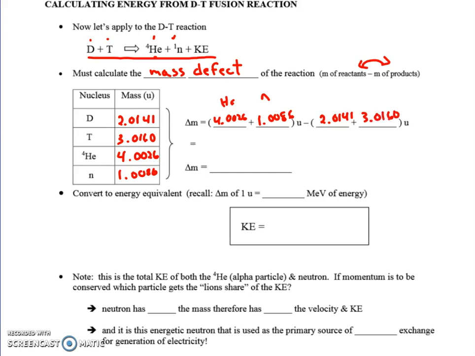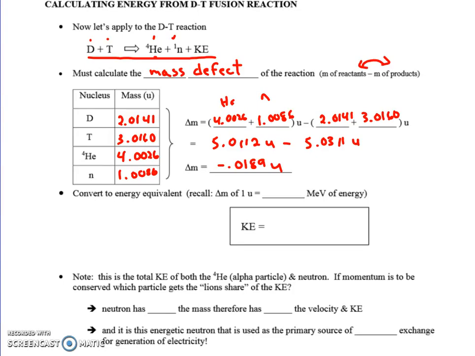Now we can do the maths. I'll do that for you. On this side, the left side, is 5.0112 U minus 5.0311 U, and if we do the subtraction, we get negative 0.0189 atomic mass units. Negative meaning we lost mass. So it's not a whole lot of it.